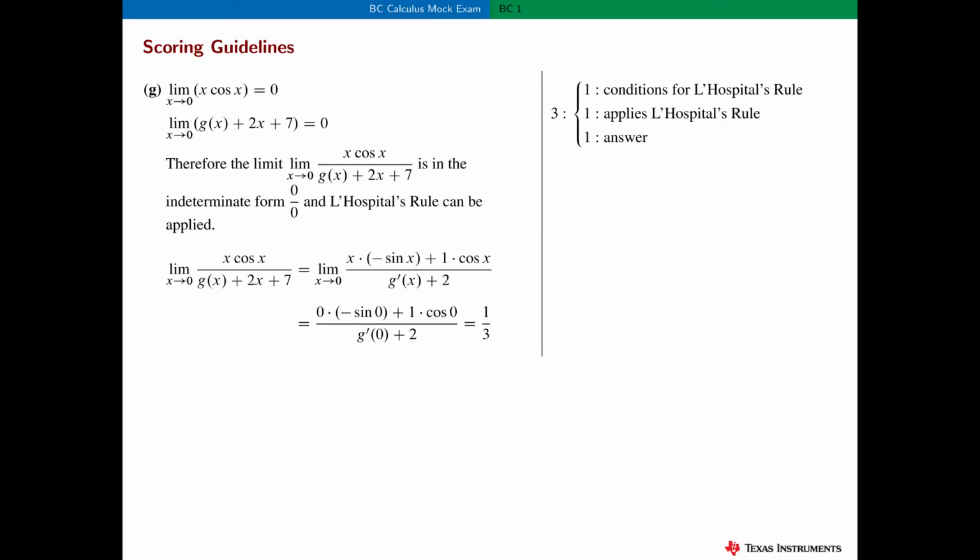The second point is for evidence of applying L'Hopital's Rule, that the student has attempted to take the derivative of the numerator and the denominator in the context of the limit problem. And the third point is for the final answer. And again, remember that a final numerical answer does not need to be simplified.